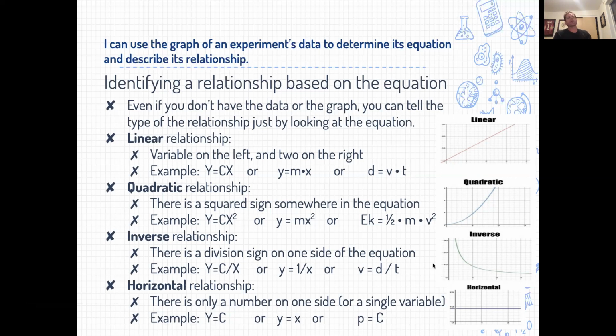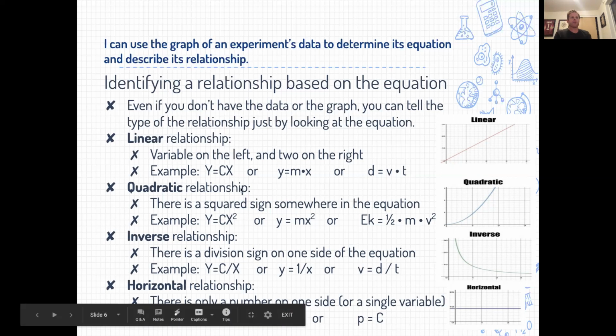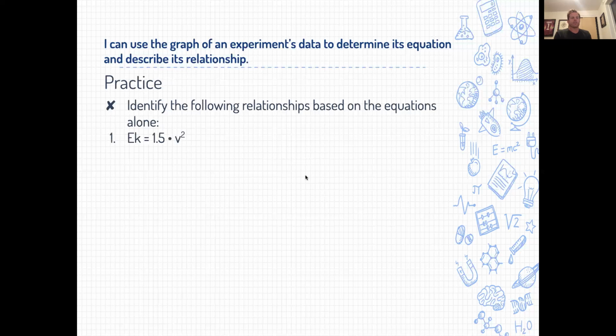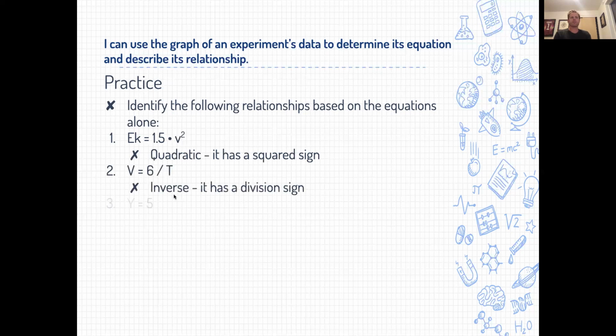So the first thing that I would like you to do is you can look at a graph and you can guess the equation, or I can give you the equation and you can tell me what relationship it is. So if I tell you, here's the equation of something in physics, you automatically know, oh, here's a squared, it's going to be quadratic. Why? Because it has a squared sign. This one right here, it has a division sign, so it's going to be inverse. This one right here only has one thing on the left and one thing on the right.